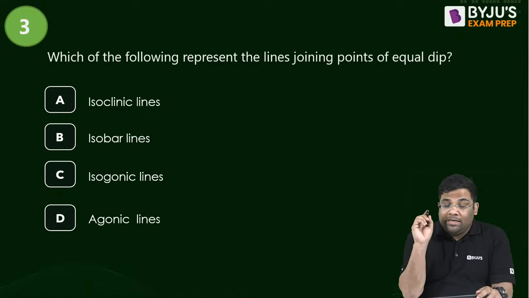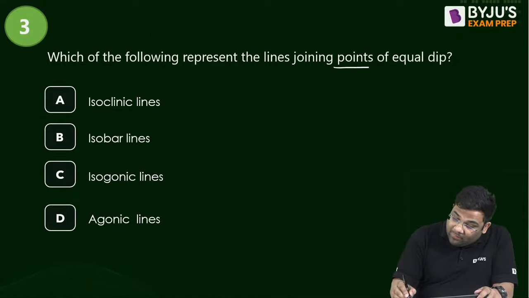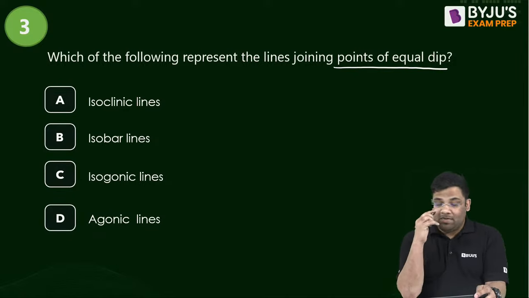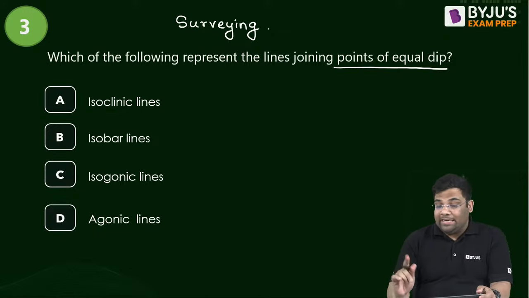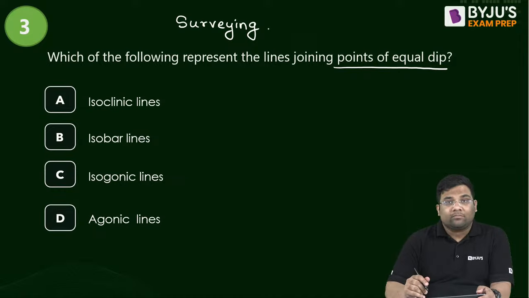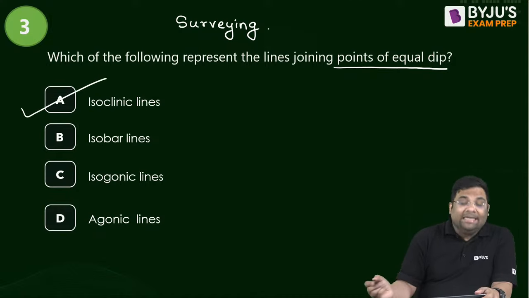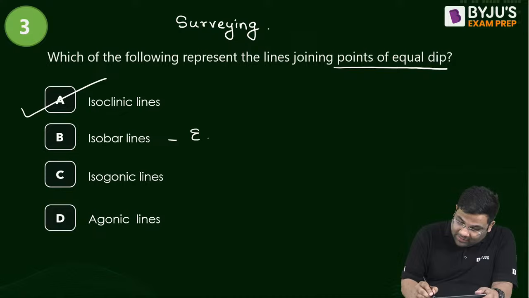Now, next question is, the following represents the line joining the points of equal dip. Tell me the answer. Again, a question from surveying. Which of the following represent the lines joining points of equal dip? Tell me what's the answer. Karthi is fast. Very good. C. Equal dip is isoclinic. Isobar is equal stress or equal pressure.